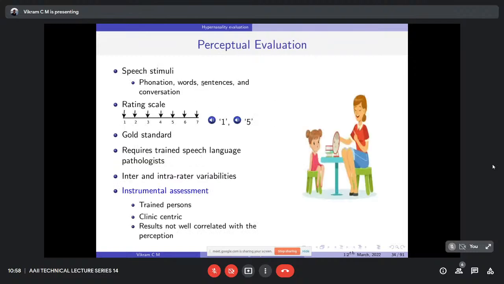So how can we rate the hypernasality? Suppose the person has more nasal quality, then we can give a very high rating. It is a 7-point rating scale. So this is the normal signal.